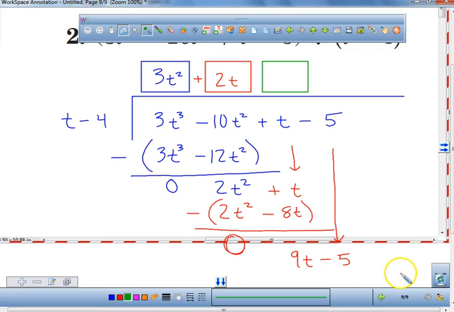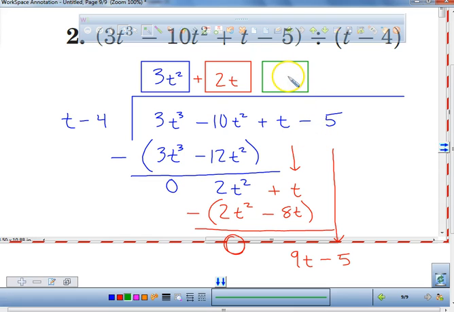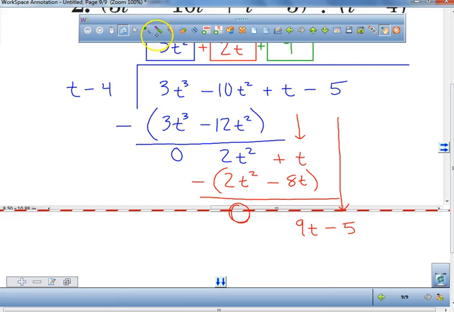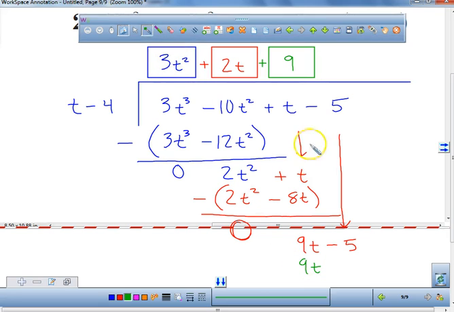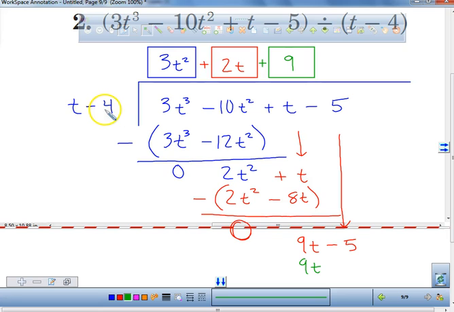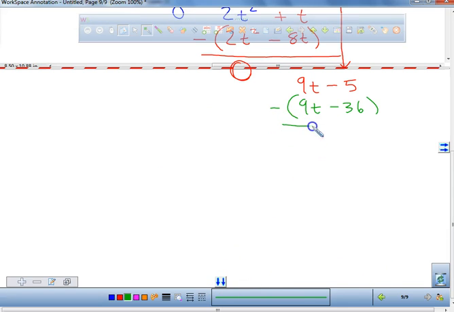Here we go. Last thing we want to do is figure out what number times t is 9t. Yes! So 9 times t is 9t. And 9 times a -4 is a -36. But once again, we've got to take it away.